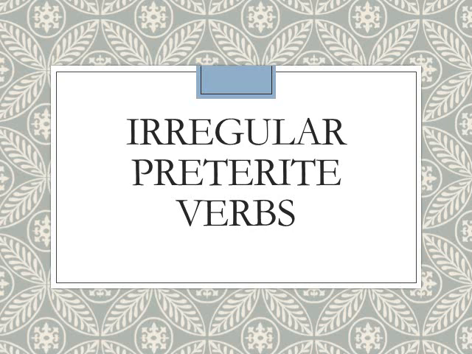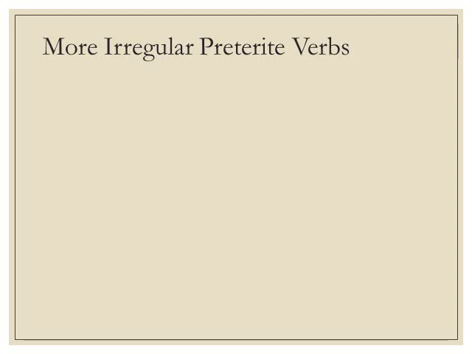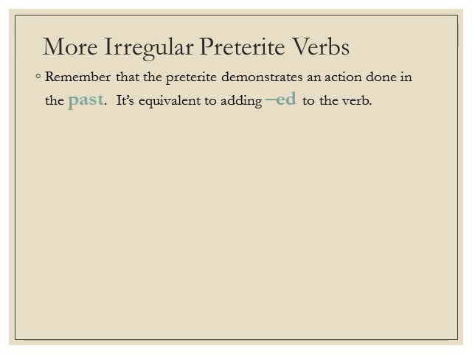All right, guys, we are taking notes today over irregular preterite verbs. What we're going to talk about today are these irregular verbs. Remember that the preterite demonstrates an action done in the past. It's equivalent to adding -ed to the end of the verb. So walked, talked, spoke, etc.